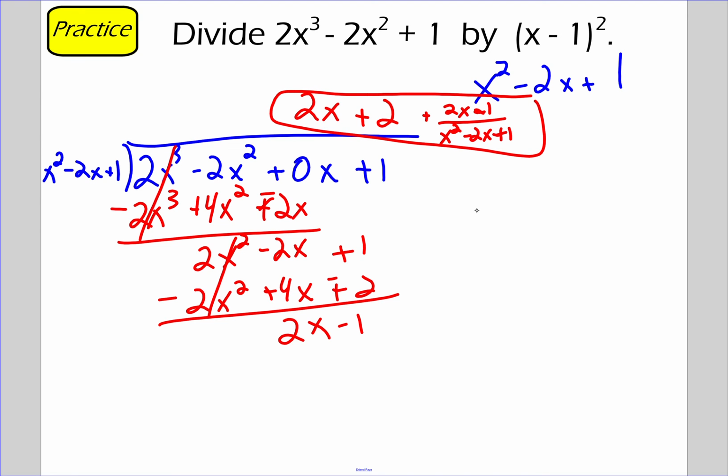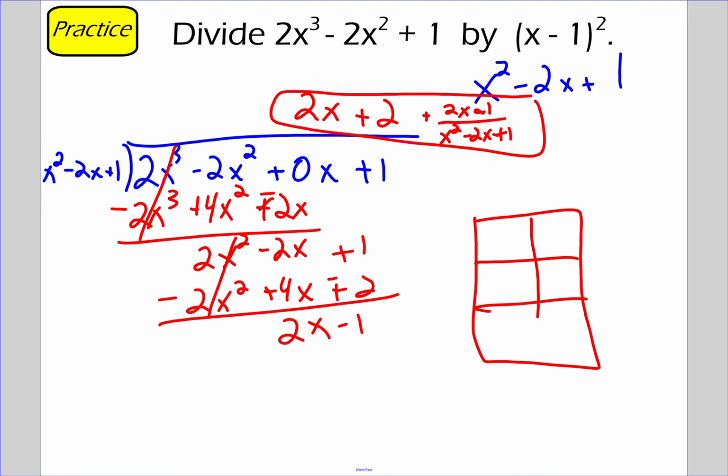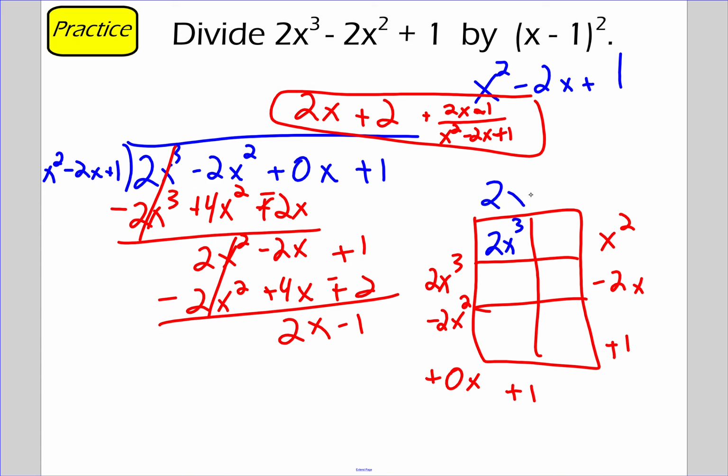Now again, we can use the area model here. This time we're dividing a cubic by a quadratic, so what's going to be left is a linear at the top. So we're going to set it up a little bit differently, but we're going to have 2x cubed minus 2x squared, 0x, and 1. And we can put our x squared minus 2x plus 1 out here. So our 2x cubed goes here. We know we're going to multiply by 2x to get that.